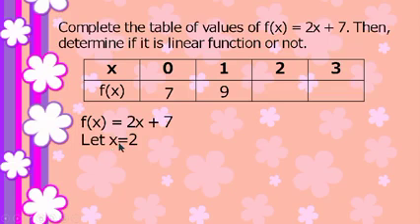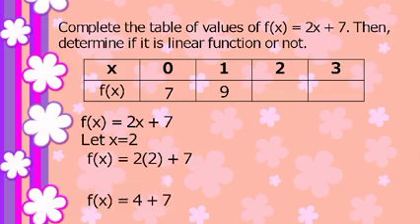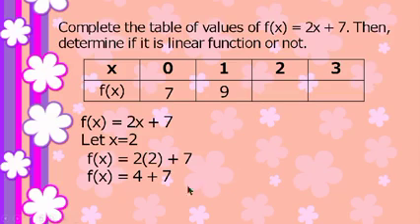Okay, so let x is equal to 2. Substitute ulit natin siya sa given. f of x is equal to 2 times 2 plus 7. So, 2 times 2, compute na natin. And so, we have f of x is equal to, naging 4 na yung 2 times 2, plus 7. Compute 4 plus 7 is 11. So, if x is 2, f of x is 11.